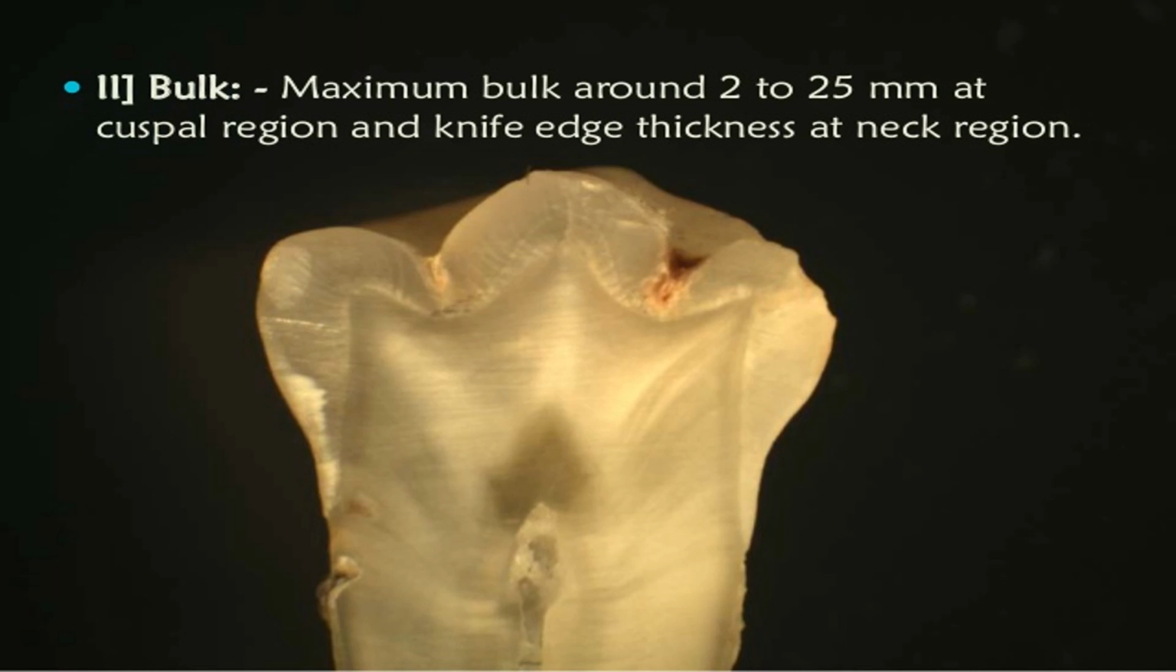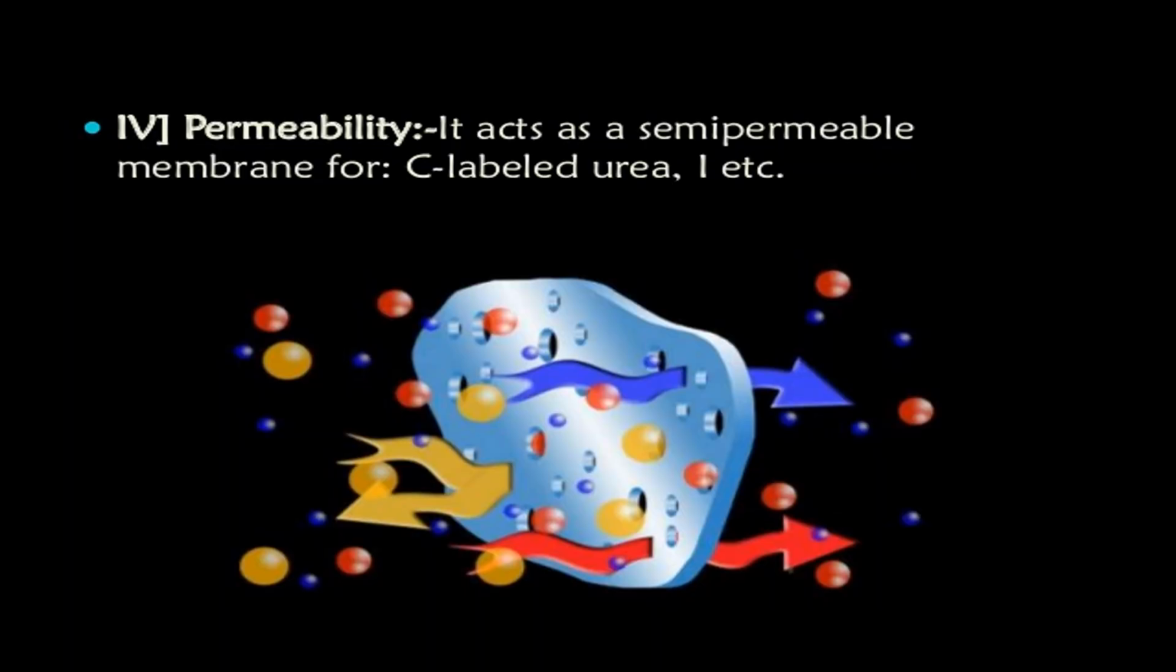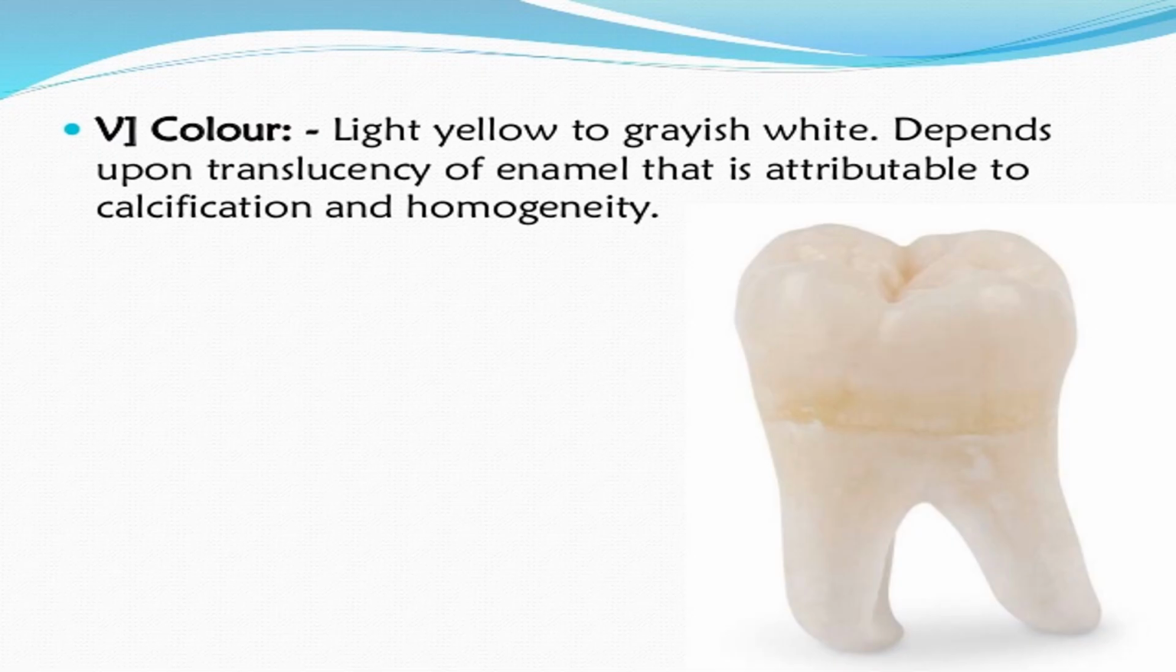Bulk. Maximum bulk is around 2 to 2.5 mm at the cuspal region and knife-edge thickness at the neck region, as you saw in this figure. Specific gravity of enamel is 2.8. Permeability. It acts as a semi-permeable membrane for sea level urea, etc. Color. Light yellow to grayish white, depending upon translucency of enamel that is attributable to calcification and homogeneity.